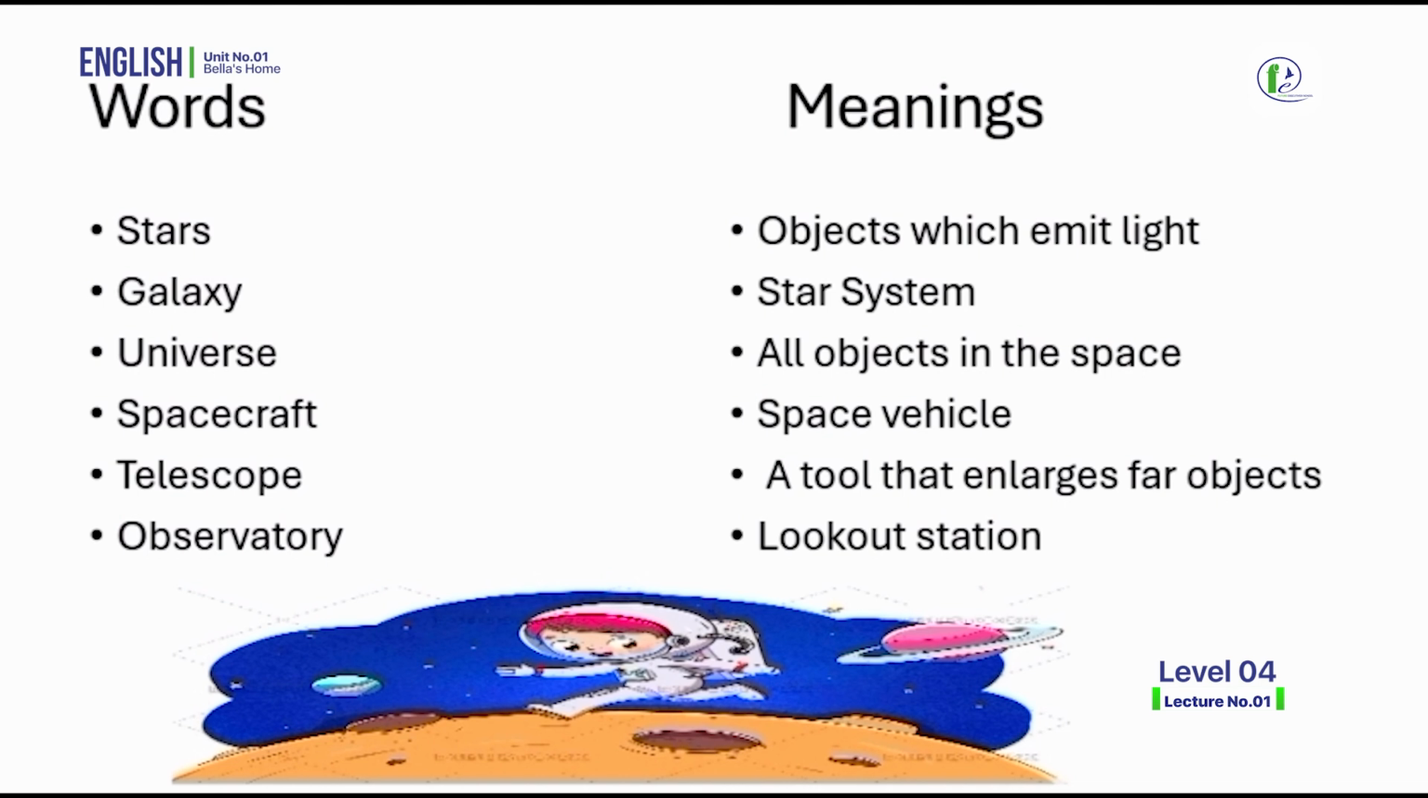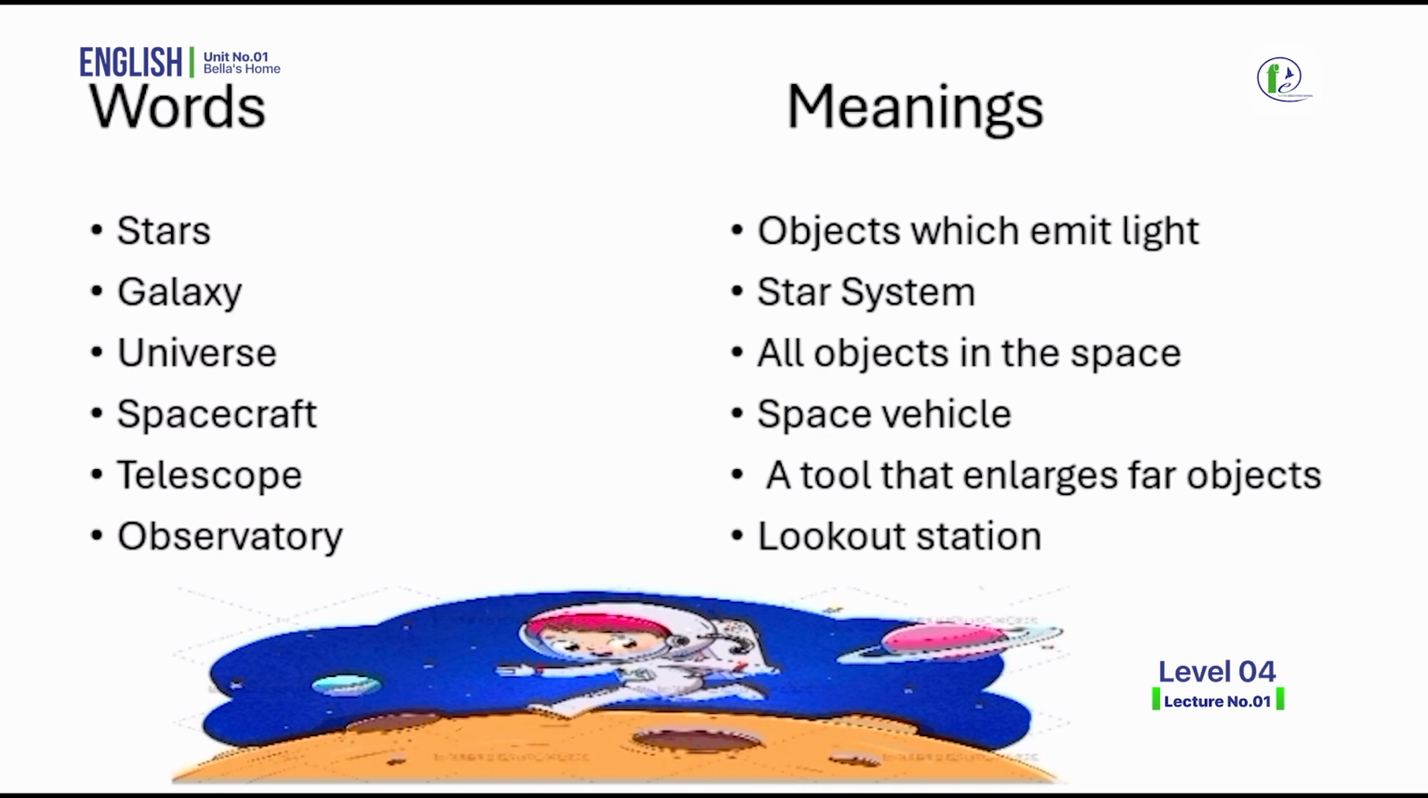Galaxy means star system. Universe, all objects in the space that include planets, space and stars. So all objects in the space is called universe. Spacecraft, space vehicle. What is the meaning of spacecraft? Space vehicle that is used to travel in space.